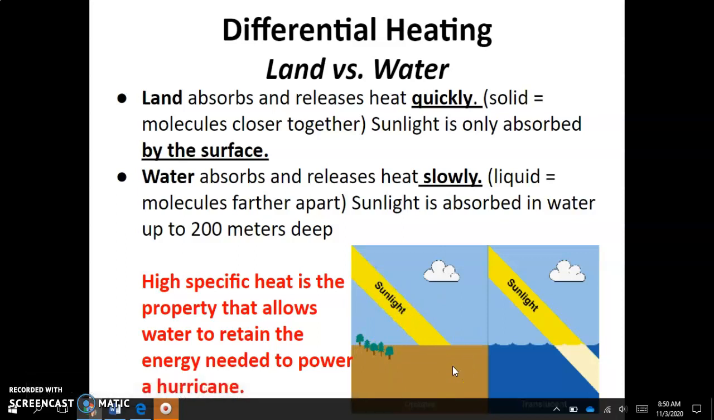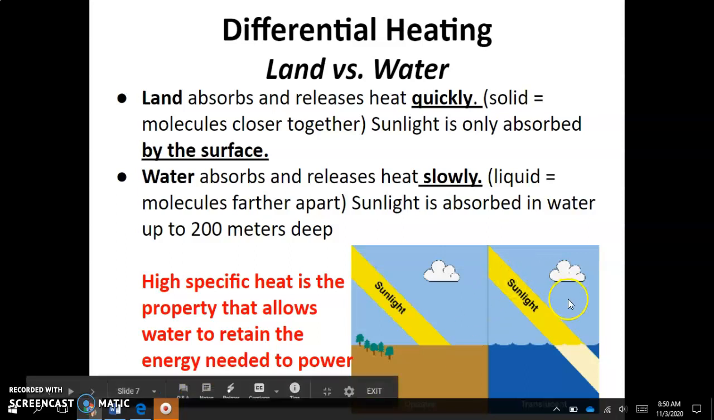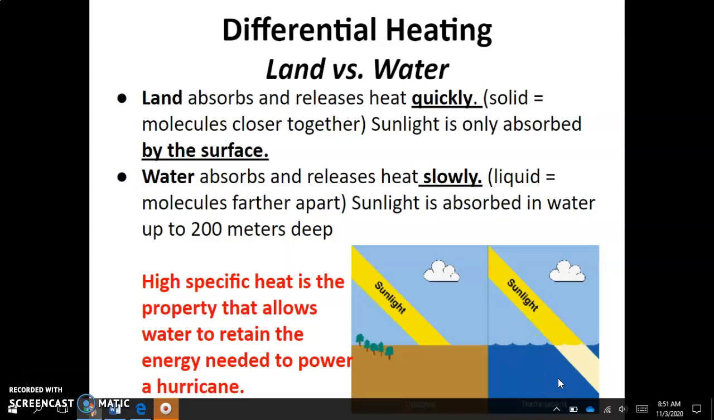Water, on the other hand, will absorb and release heat slowly. So the liquid molecules are further apart, and the sunlight can be absorbed up to 200 meters deep. So the sunlight will penetrate the water, and it will get dispersed throughout, so it will take a longer time for that radiation to be absorbed and to heat up the ocean. So the high specific heat is actually the property that allows water to retain the energy needed to power hurricanes, because that energy stays in the ocean a lot longer than it stays on land.